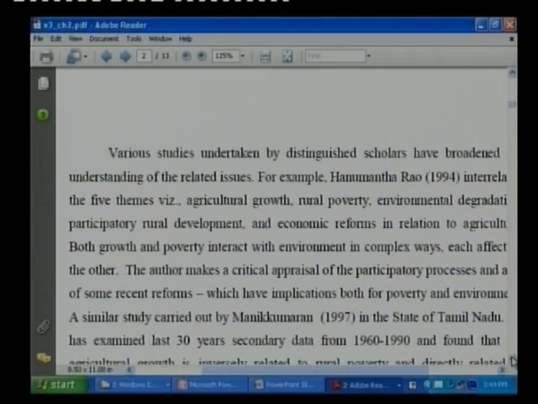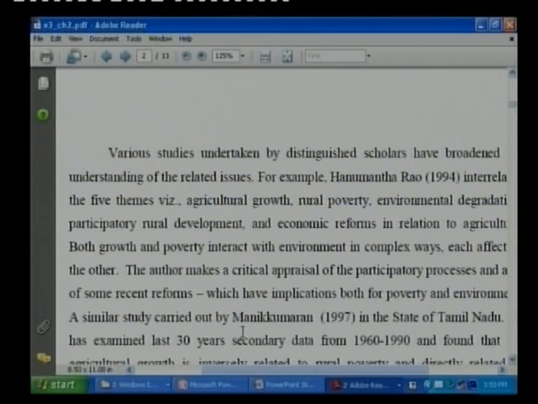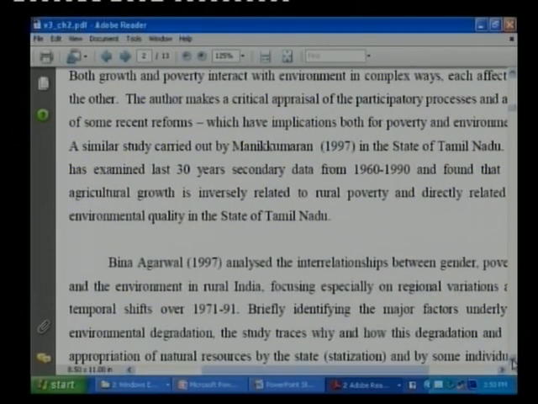Well, this paragraph speaks about this particular literary review. Various studies undertaken by distinguished scholars have broadened understanding of related issues. For example, Hanumantha Rao, 1994, interrelated the 5 themes with agriculture growth, rural poverty, environmental degradation, and then later on we see that there is a reference to another writer, Mani Kumaran, 1997, and then later on we find Bina Agrawal, 1997.